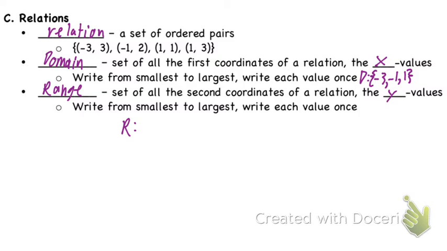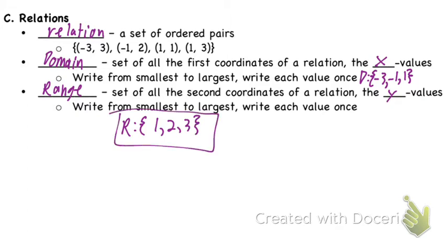Okay, so we're going to put our brace. And who can help me order these from least to greatest? Okay, go ahead, Emily. 1, 2, 3. And even though we see 3 twice, we aren't going to write it again.